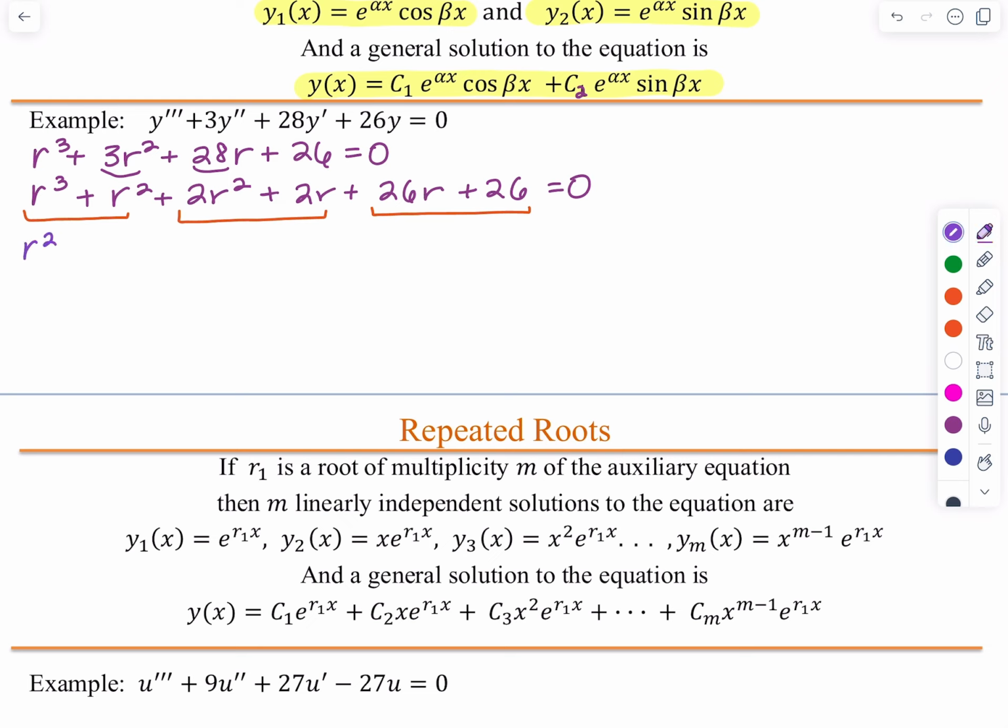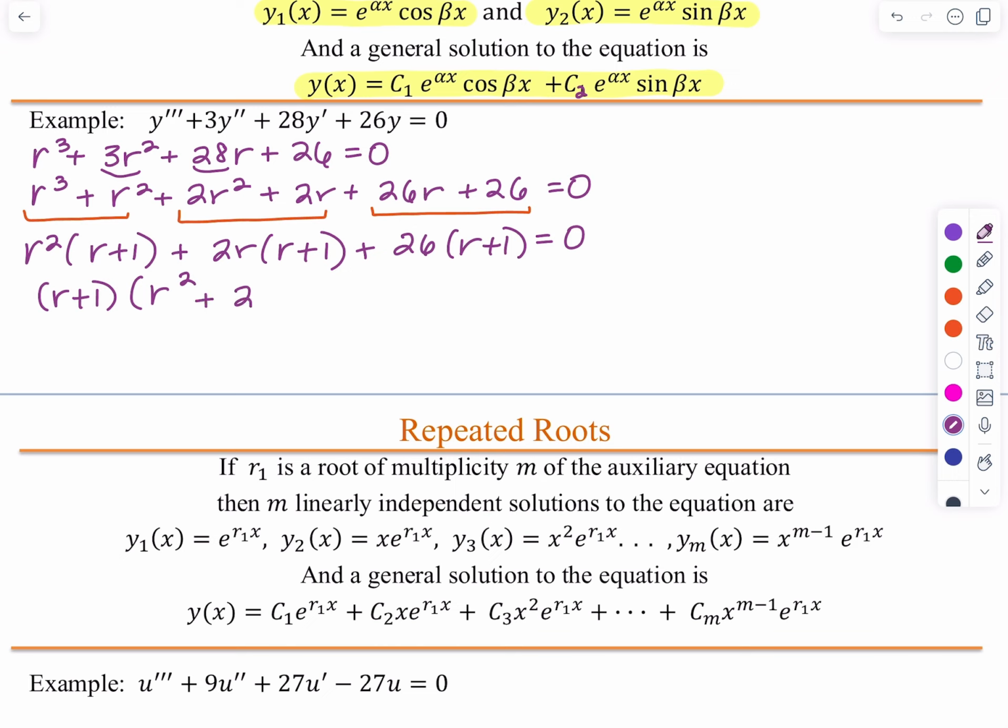So we will factor out an r squared here, and we have r plus 1. Factor out a 2r out of the next two terms and be left with an r plus 1. And factor out a 26, and we also have r plus 1. So as you can see, we will factor r plus 1 out of each one of these terms, and we're left with r squared plus 2r plus 26 is equal to 0.